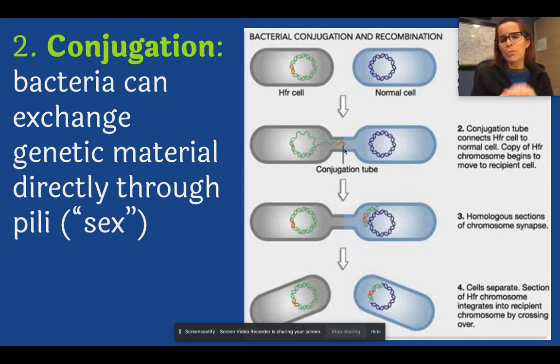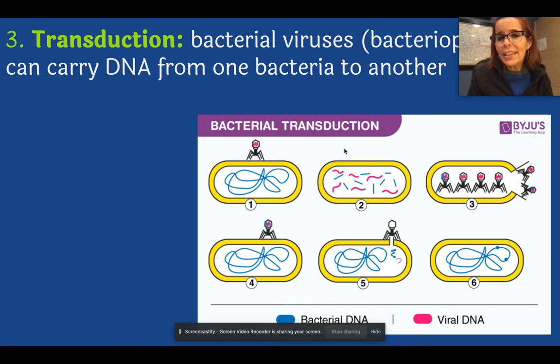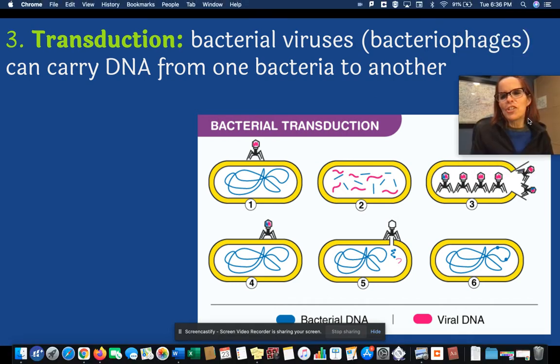They can even do it between species. So they don't even need to be the same species of bacteria. They can just trade DNA that way. So that's one way. And it's kind of like sex, but they're not male and female, so it's not really. All right, the third way that bacteria can get new genetic information.